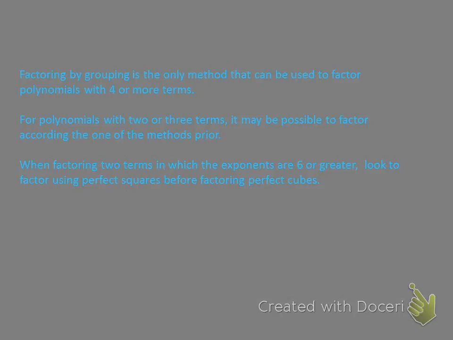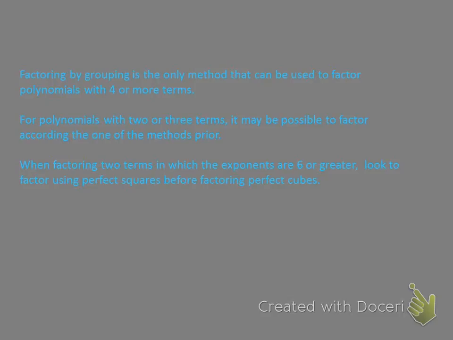For polynomials with 2 or 3 terms, it may be possible to factor according to one of the methods prior. That's talking about your normal factoring with trinomials, where you look for an add number and a multiplied number. That's talking about your difference of squares and your perfect square trinomials.